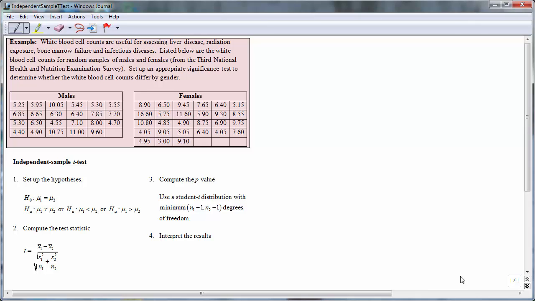The first step is to set up the hypotheses. The null hypothesis is that the means are equal, and that there's no difference in the white blood cell counts of males and females. The alternative hypothesis is that the two means are not equal, and that there is a difference in the white blood cell counts of males and females.